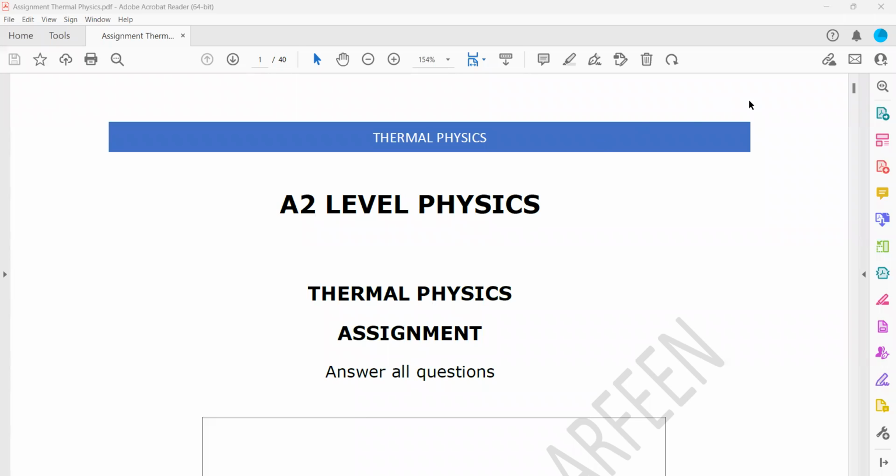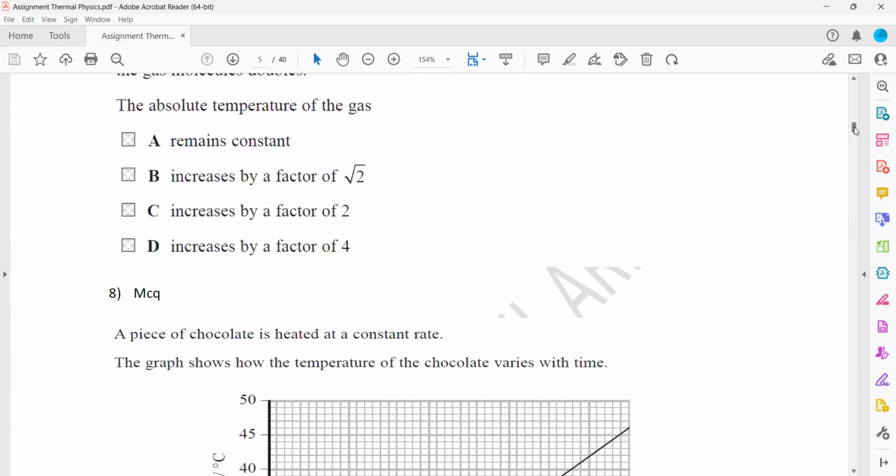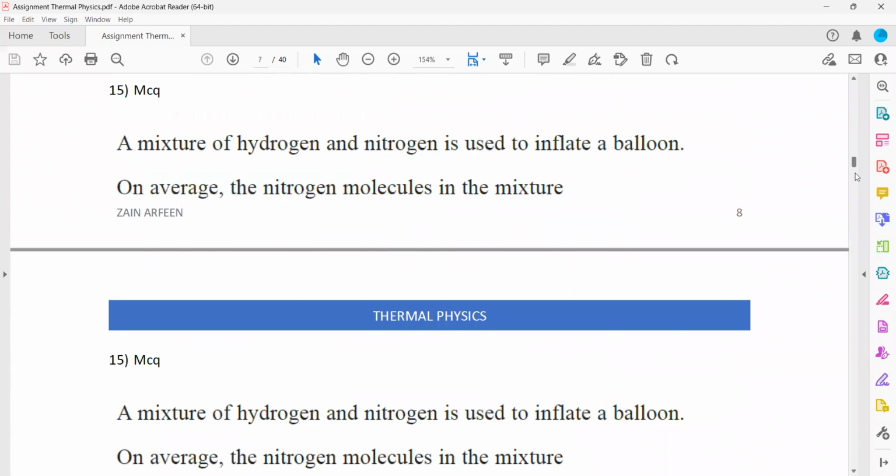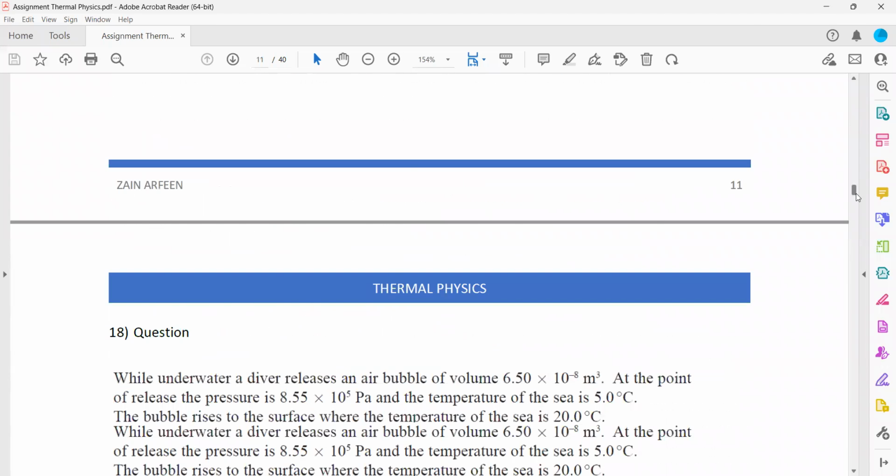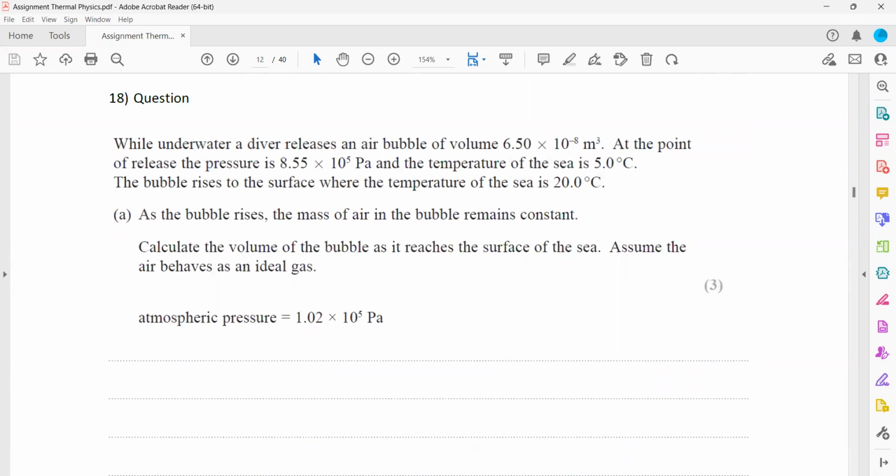So, thermophysics assignment. I have discussed the 17 questions from this. So, question 18. In question 18, while underwater, a diver releases an air bubble which has a volume of 6.5 × 10^-8. So that's the volume given, which is 6.5 × 10^-8.